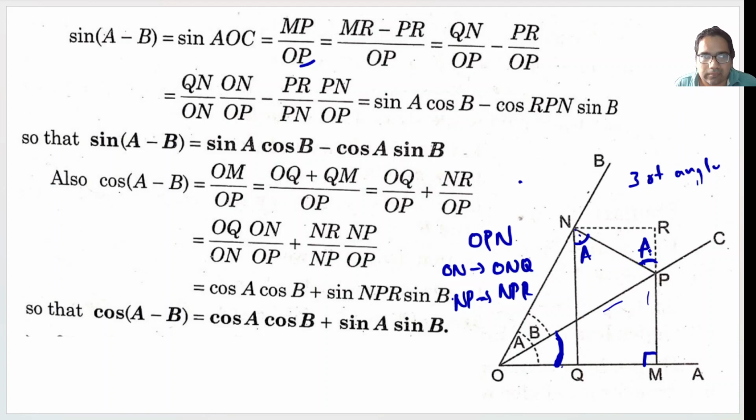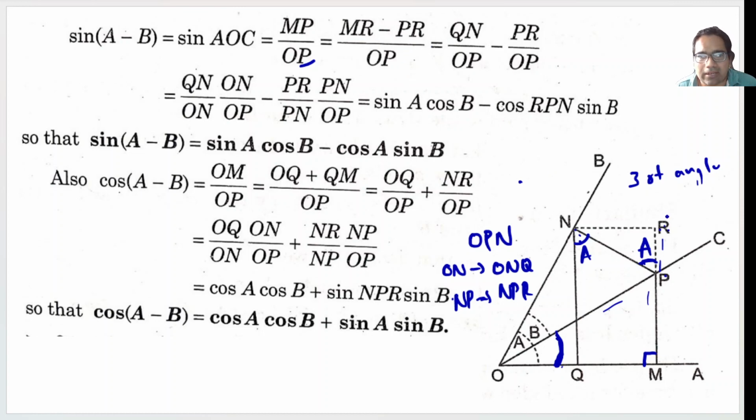Now, what is MP? MP is total RM minus PR, right? This total line minus whatever the small line. If you remove this, then this is what we get. So let's write it like this. MR, this is the total line, minus PR, minus this part, right? That is, we can write it as PM. PM is MP. Now let us just open this.